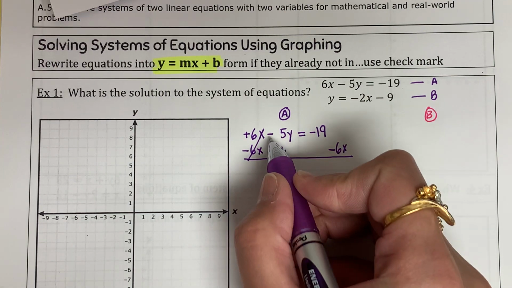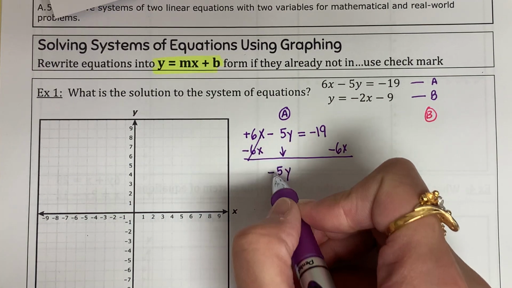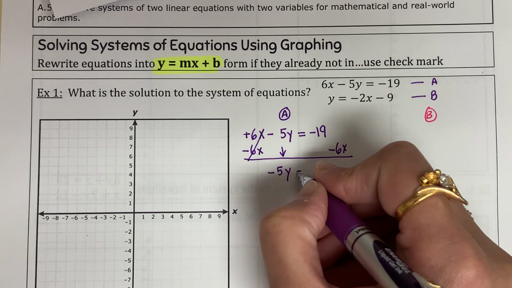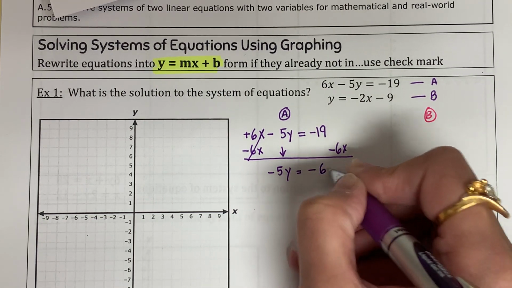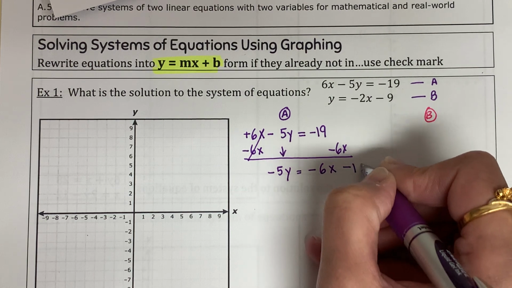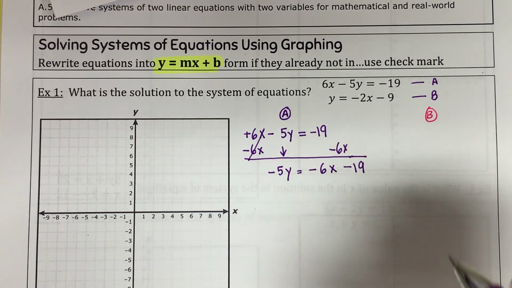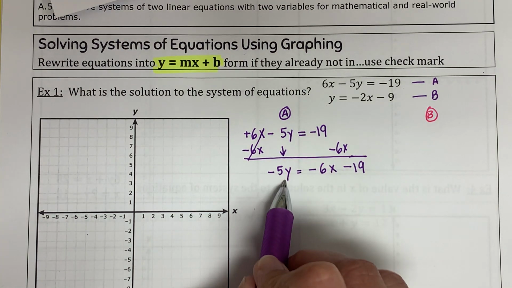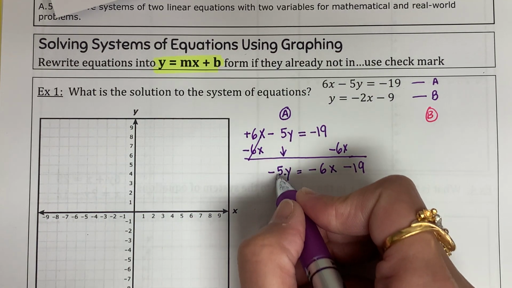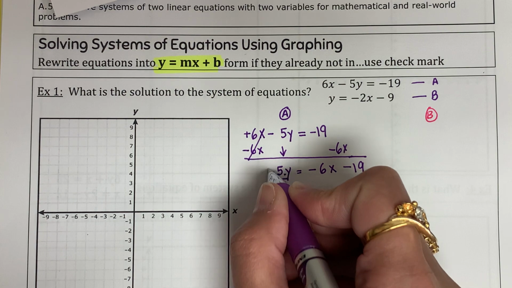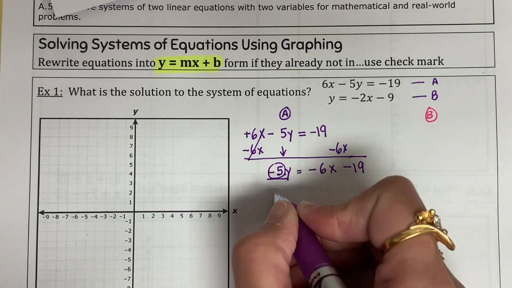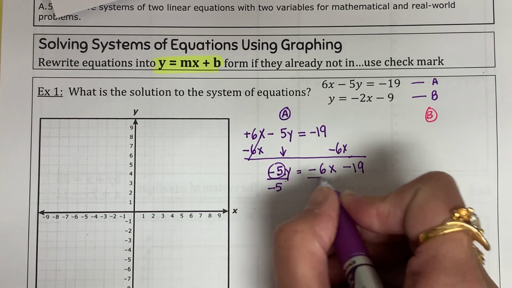This is where a lot of people make mistakes. They ignore that minus. It needs to go down. Equals, you can write the 6x over here in the beginning and then minus 19 over here. All right. I still don't have y by itself. It is being multiplied by negative 5. So pay attention. This is negative 5. So divide everything by negative 5.